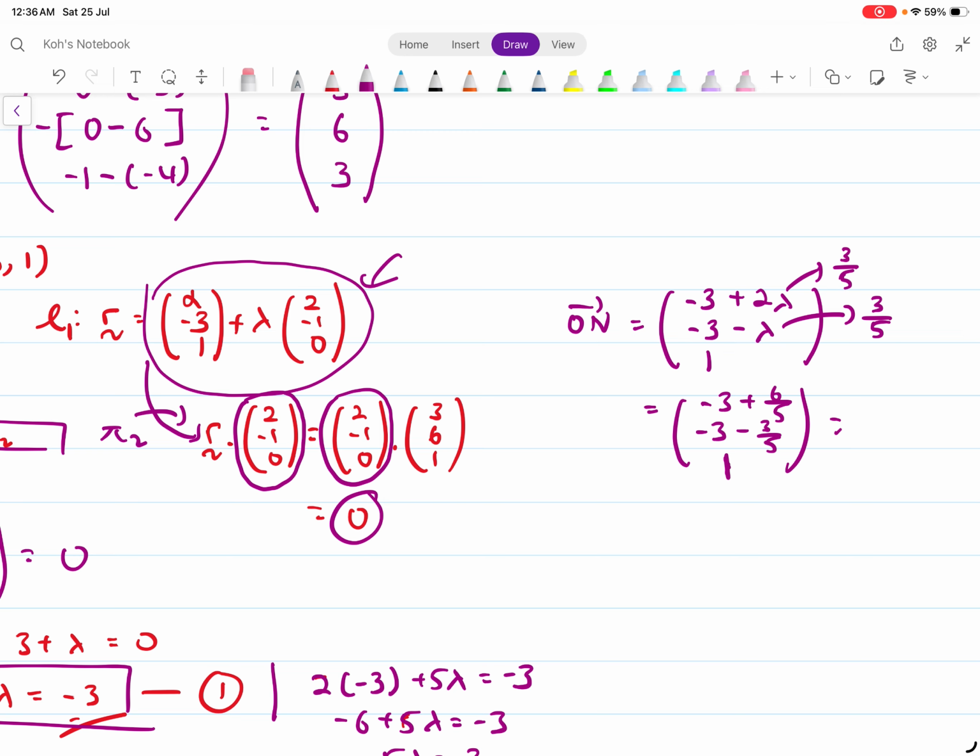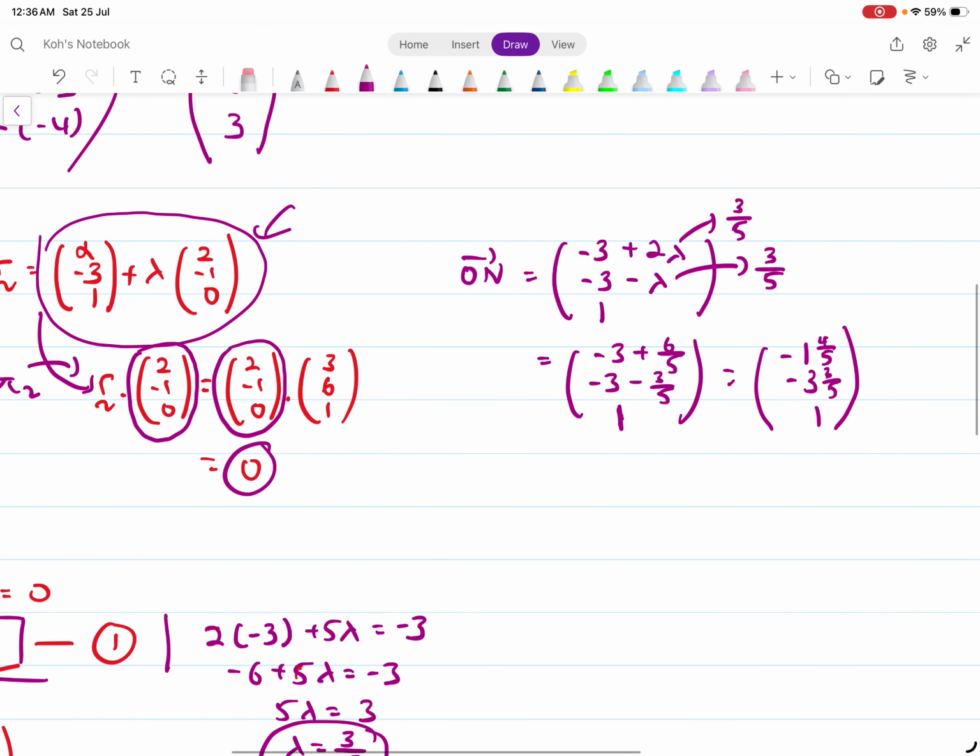So let me just do the calculation. Hopefully I calculate correctly. 6 over 5. So this will give you minus 9 over 5. Then the second one, negative 3 minus 3 over 5 is about minus 18 over 5, then this is 1. That will be the foot of perpendicular in terms of the column vector form.